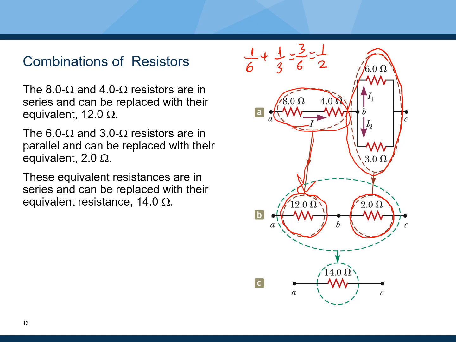Now, the next step is to evaluate what happens when we have a 12 ohm resistor and a 2 ohm resistor, and we see that that is equivalent to having 2 plus 12, which is just a 14 ohm resistor.